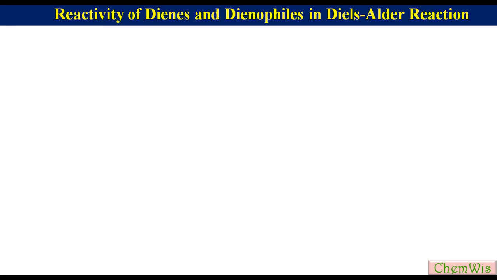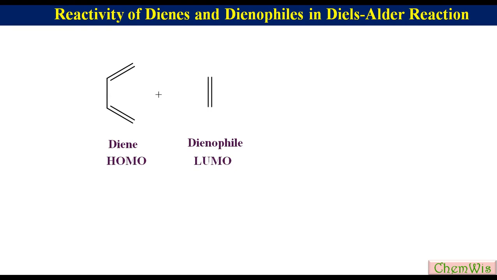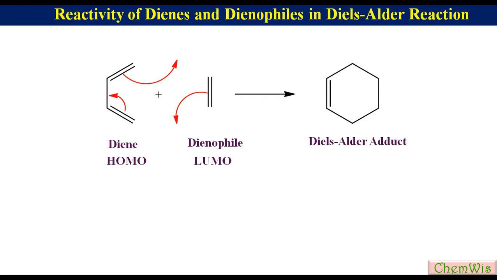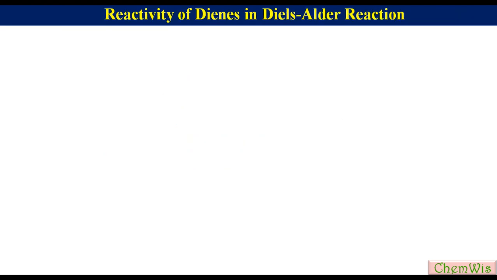Reactivity of diene and dienophiles in Diels-Alder reaction. In Diels-Alder reaction, under normal electronic demand, HOMO of diene combines with the LUMO of dienophile to form Diels-Alder adduct. There are two components in Diels-Alder reaction, diene and dienophile. So the rate is affected by the nature of diene and dienophile. Let's first discuss the reactivity of diene.